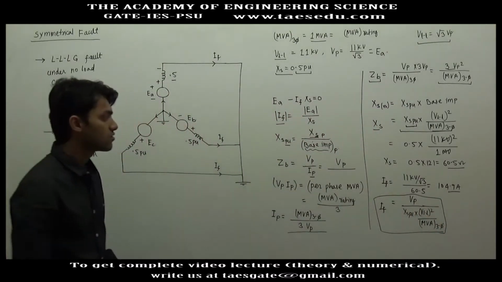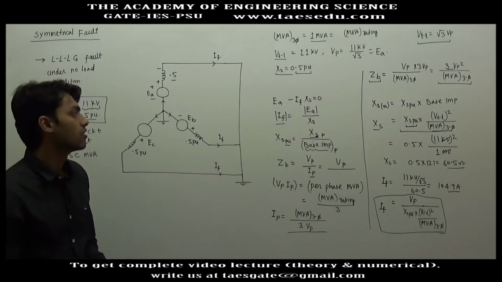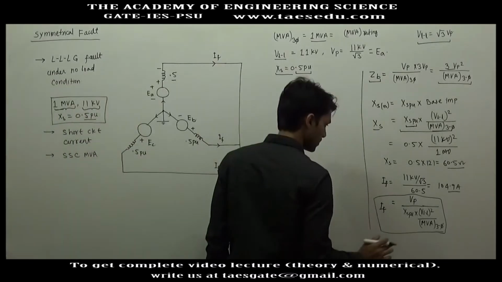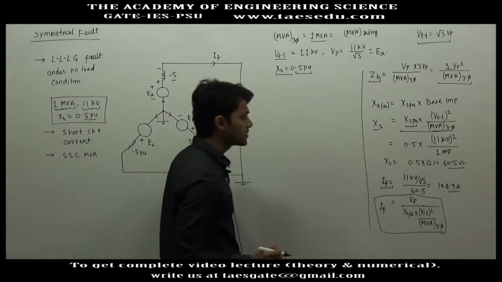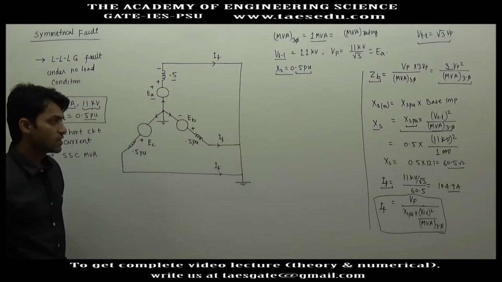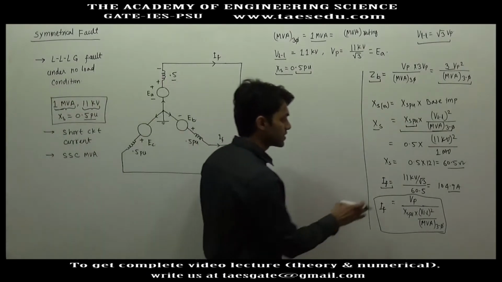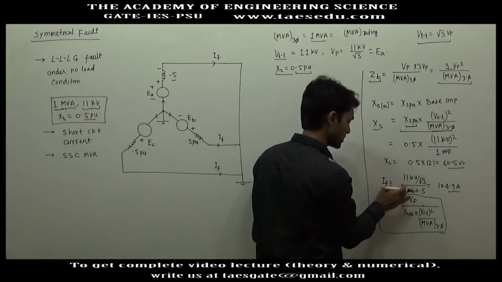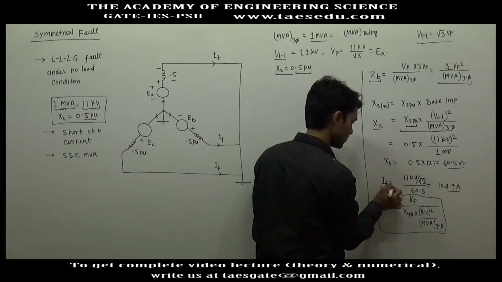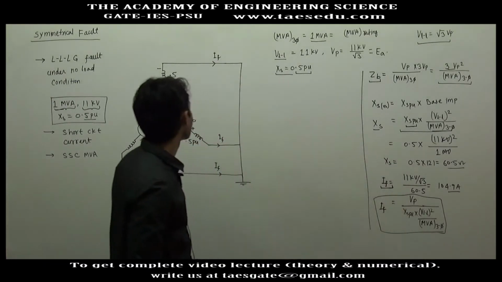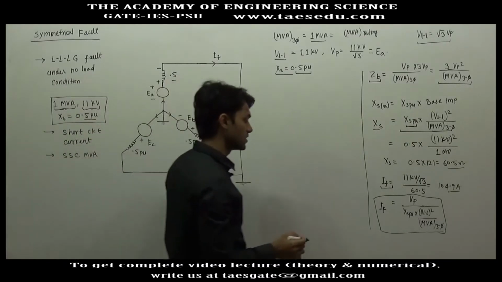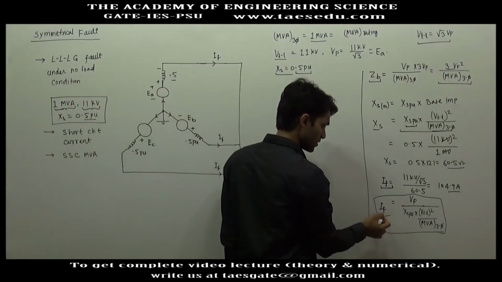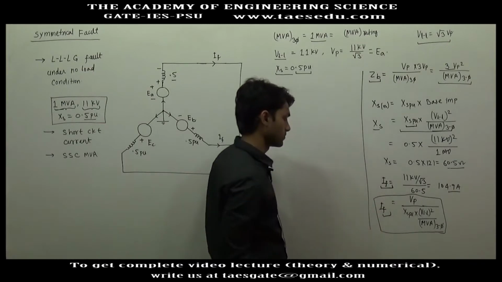Now if you are interested to find out the PU value of fault current, also this is the per phase value of fault current. Phase voltage divided by phase impedance will give you the phase value of fault current. And in case of a star, the phase current and the line current are the same. So this also gives you the fault current in the line.